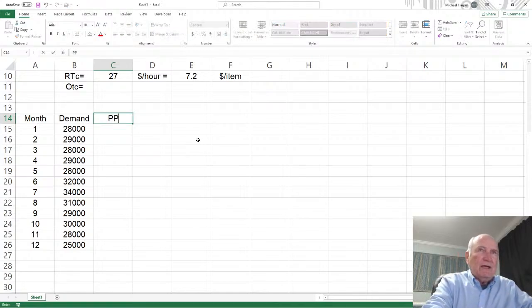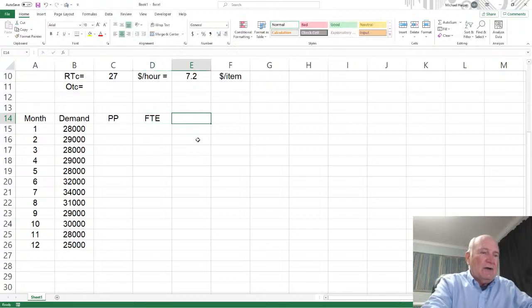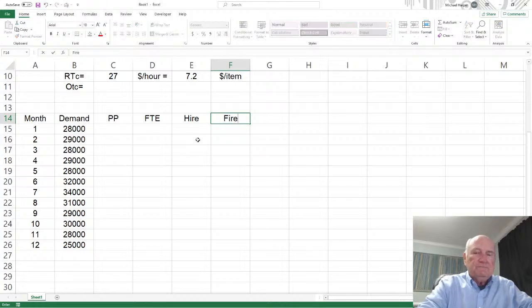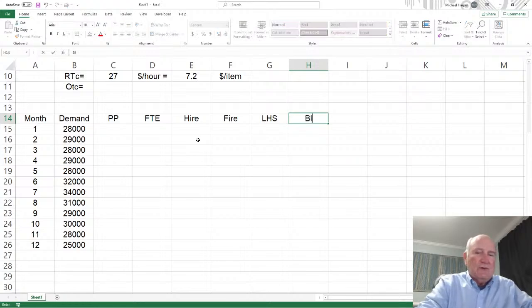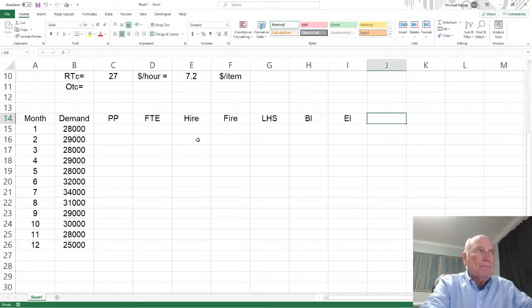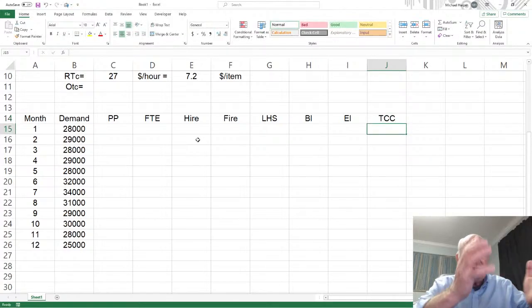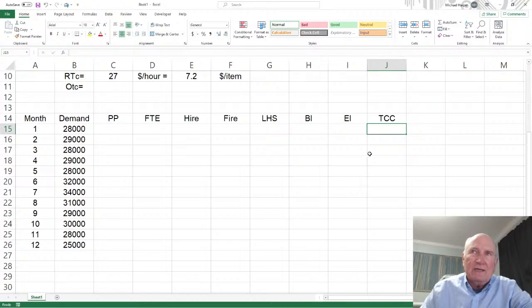Okay, we're going to have a production plan here. Then we're going to have our FTEs here. Then we're going to have hire. Then we're going to have fire. Then we have the left-hand side. Remember, the left-hand side is our labor equilibrium equations for conservation of labor. And then we have our beginning inventory and our ending inventory. Okay, and then the total carrying cost, since we can. And so I'm doing it here. I don't think we need this at all for the homework, but it could be helpful for the memo coming up.